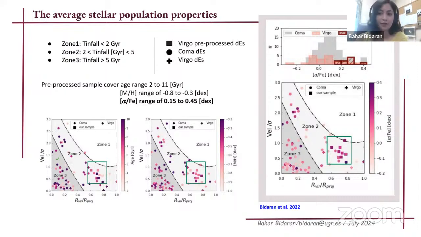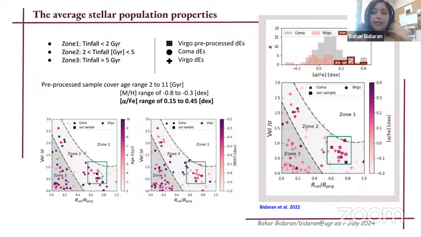So whatever difference you see is not the difference of stellar mass, it's the difference of environment. Equally massive dwarf galaxies from the Coma cluster, denoted with circles, and Virgo cluster, denoted with a plus symbol. And all of the data points are color-coded based on their age, metallicity, and alpha over Fe.